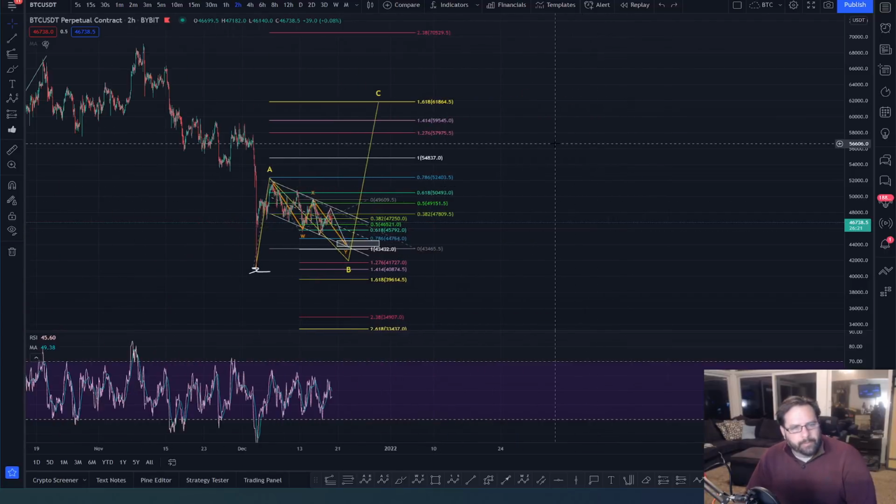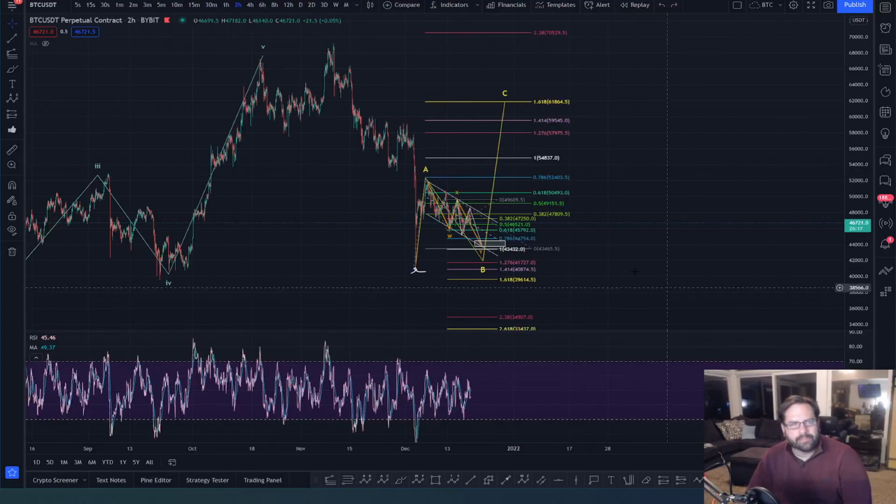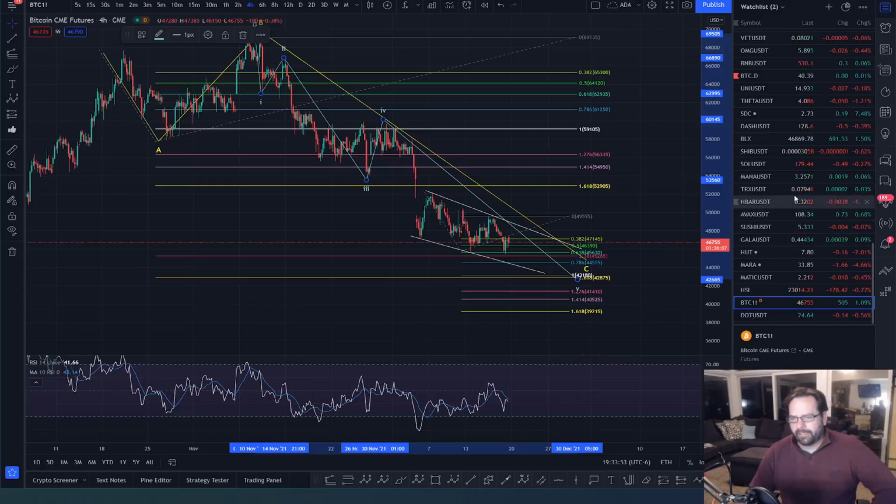Now, guys, there's probably more that I could say here. I could probably look in the macro and give you some ideas. In fact, let's do that. Let's finish up with some of these ideas here and the way I'm seeing the overall macro play out. So I'm going to open up the BLX chart here.